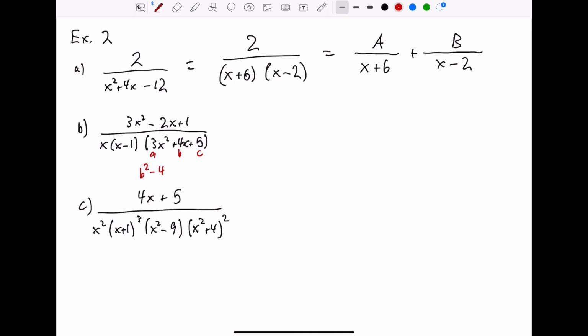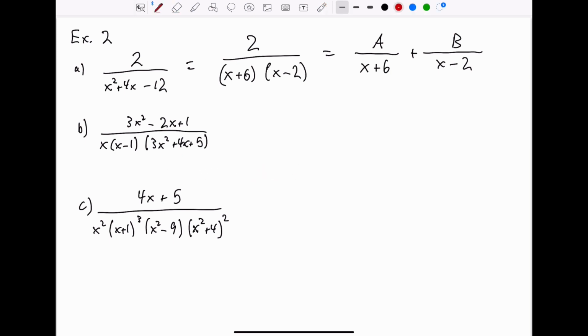b squared minus 4ac. For this example, b is 4, so we have b squared, 16, minus 4 times a, that's 3, times c, that's 5. 4 times 3 times 5, if we multiply that, is 60. So 16 minus 60 is negative. When we have a negative discriminant, we have an irreducible quadratic, so I cannot factor any further. All right, so I'm ready to write the form of the decomposition.